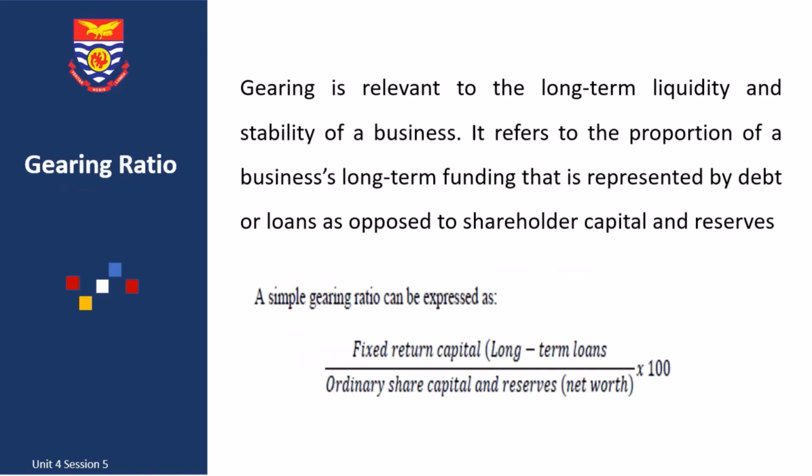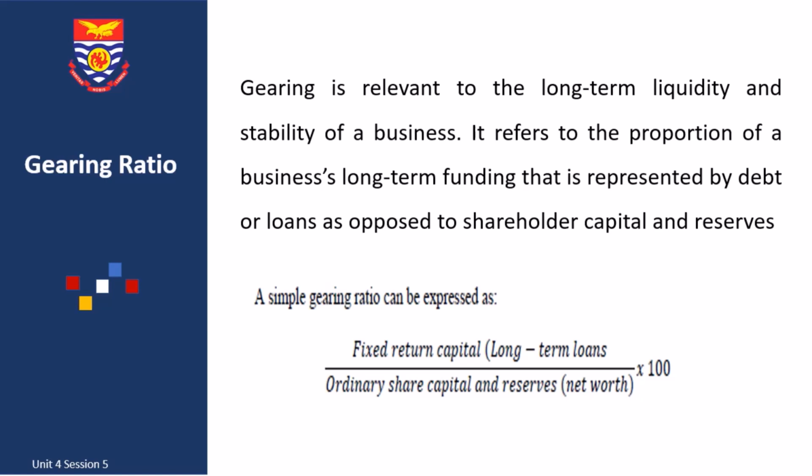We also have our gearing ratios. That is the funding by shareholders against funding by debt. Gearing is relevant to the long-term liquidity and stability of an organization. It refers to the proportion of a business' long-term funding that is represented by debt or loans as opposed to shareholder capital and reserves. A business is said to be highly geared if a high proportion of its funding comes from long-term debt. So we have high gearing and low gearing. High gearing is when a high proportion of your funding is from long-term debt, and low gearing is when a high proportion of your funding is from your shareholders or your investors.